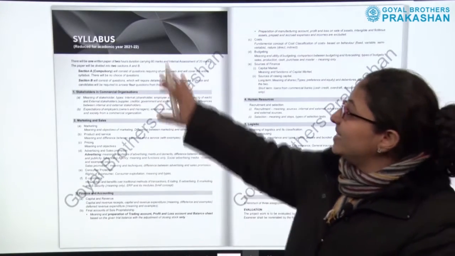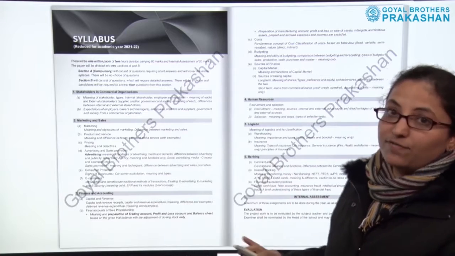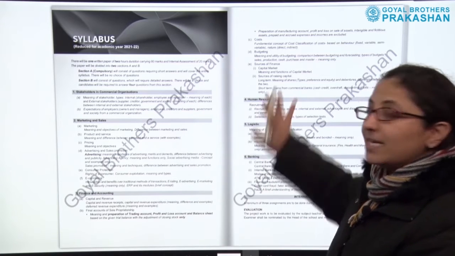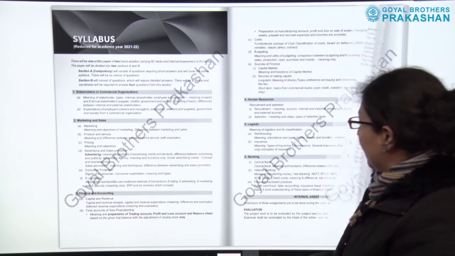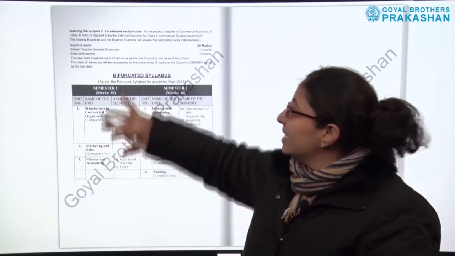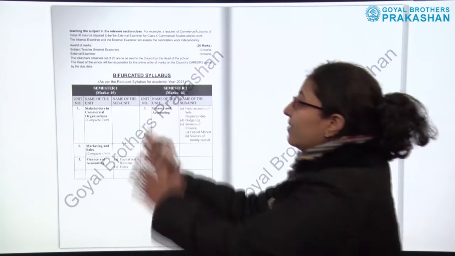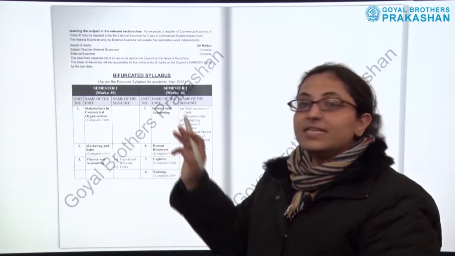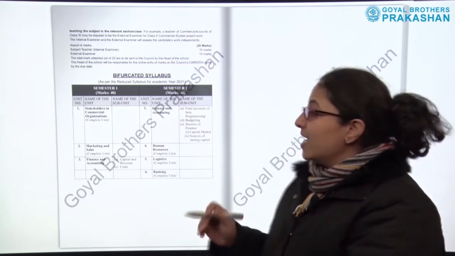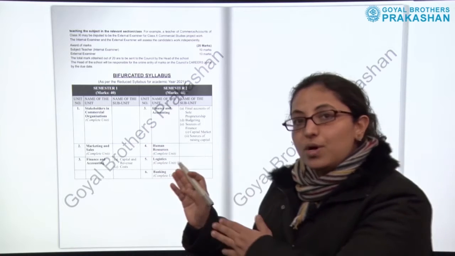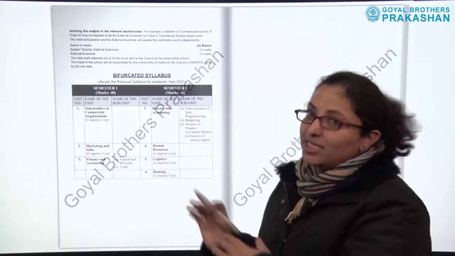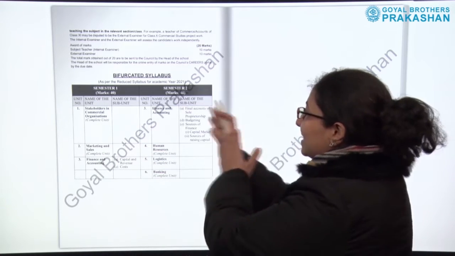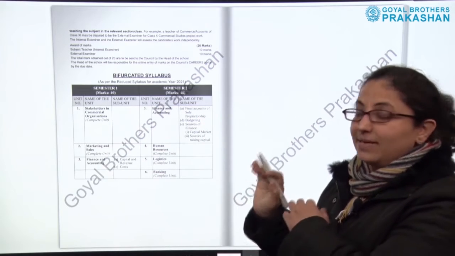To start with, the syllabus is given at the start of the book. You can see the complete syllabus is given. After the complete syllabus, the bifurcated syllabus is given for semester 1 and semester 2. As we all know, both the semesters are for 40 marks each. We will be talking about semester 2 because this book is based on semester 2 examinations. So this is the semester 2 bifurcated syllabus.